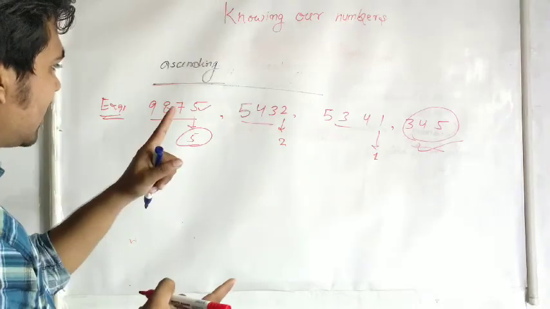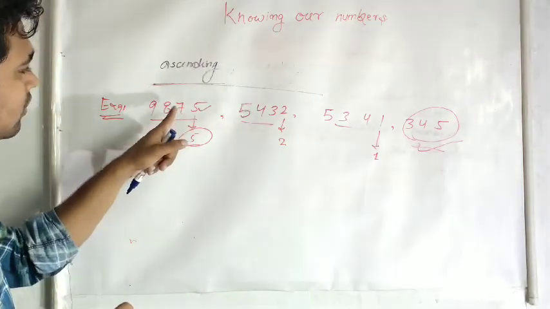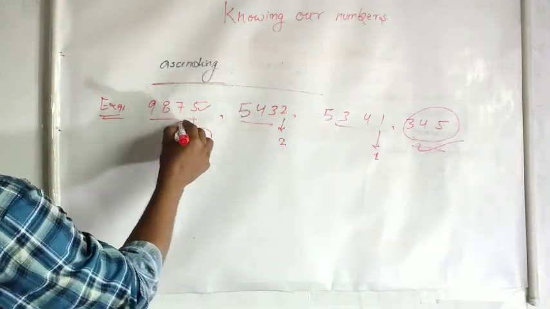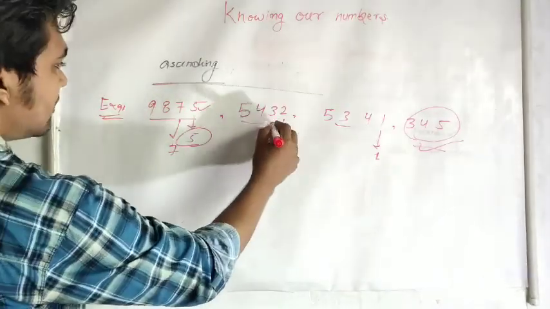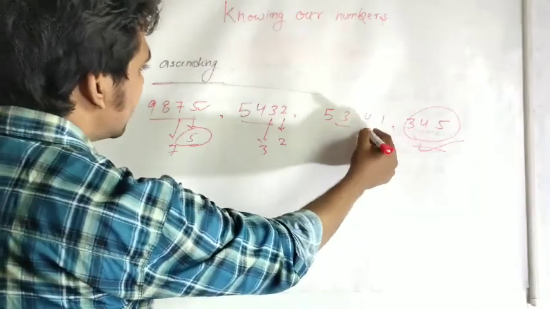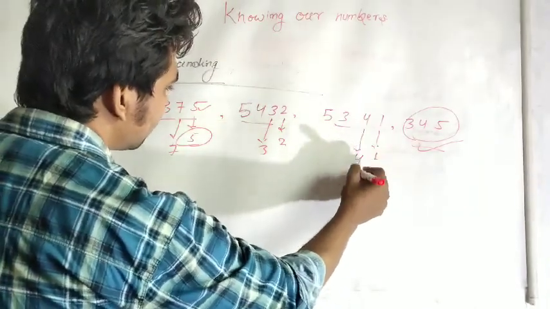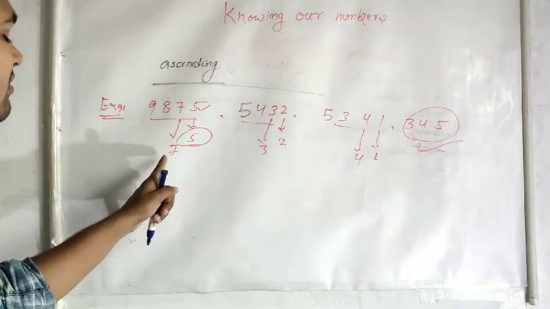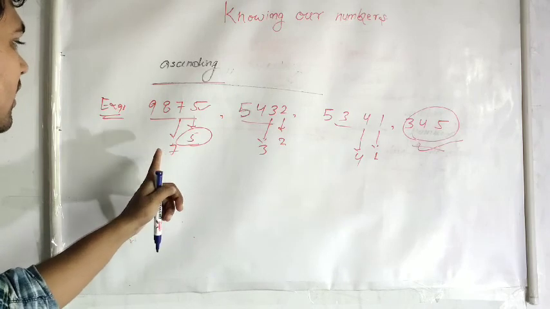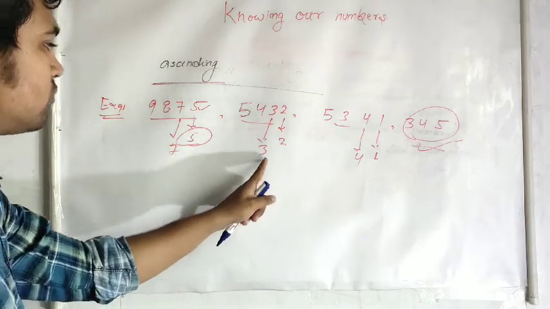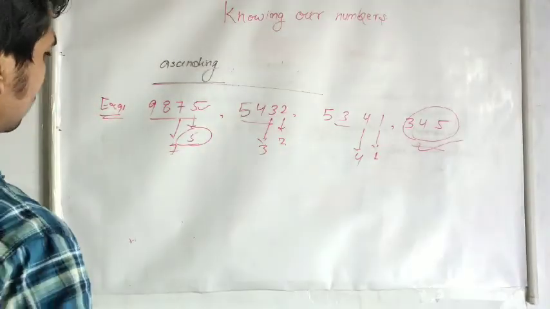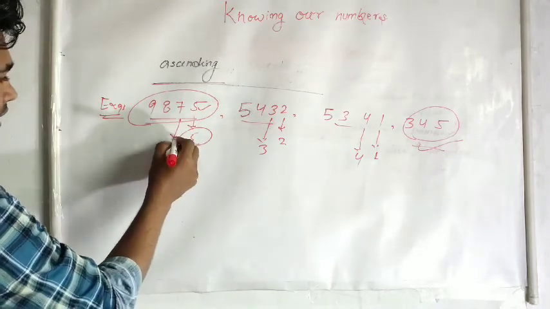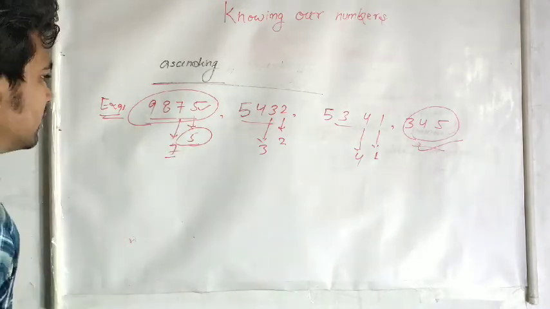So again we check the second place, that is the 10th place. At the 10th place, the first number contains 7, the second number contains 3, and the third number contains 4. So again we see that 7 is greater than 3 and 4. So this 4 digit number is greater for the second place.